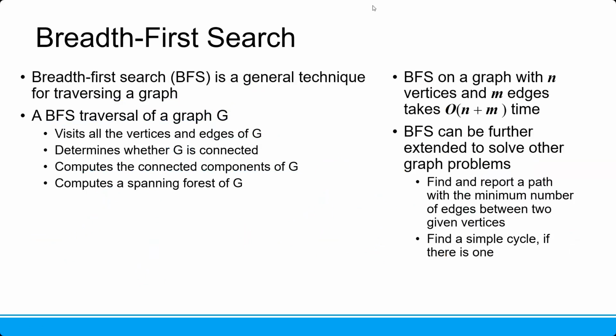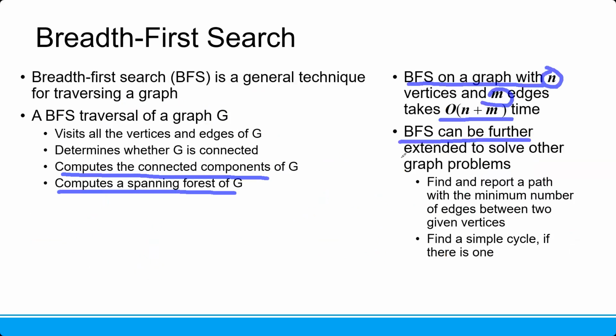So we can use the breadth-first search to compute the connected components. And we can also compute the spanning tree. So we have the BFS on a graph with n vertices and m edges running in O(n plus m). And BFS can be further extended to solve other graph problems. For example, find and report a path with the minimum number of edges between two given vertices, or we can find a simple cycle if there is one.